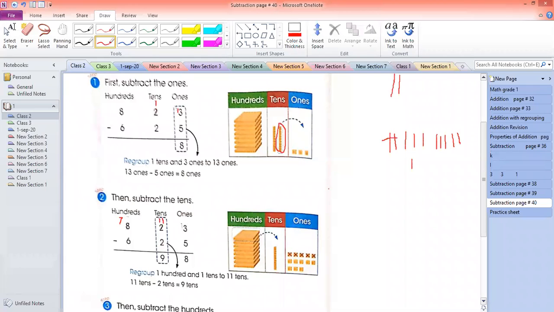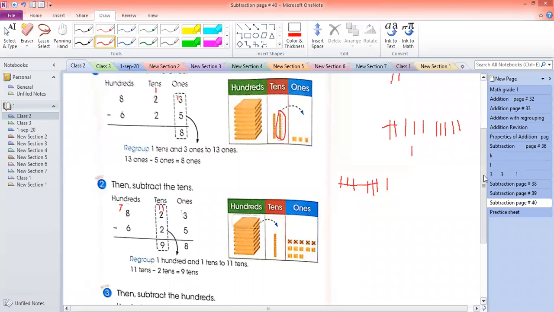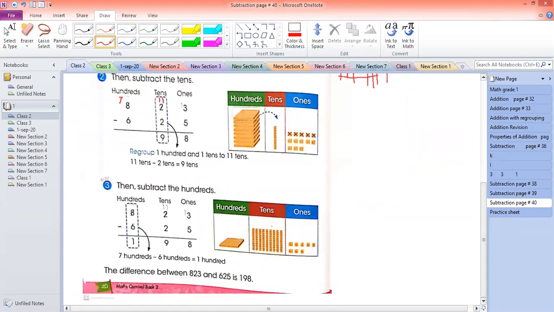And from now you have 7 minus 6. So draw 7 lines. 1, 2, 3, 4, 5, 6, and 7. How many do you need to minus? 6. So cut out 6 lines. 1, 2, 3, 4, 5, 6. How many lines are left? Only 1. So the answer here is 198. I'll show you down: 823 minus 625 is equal to 198.